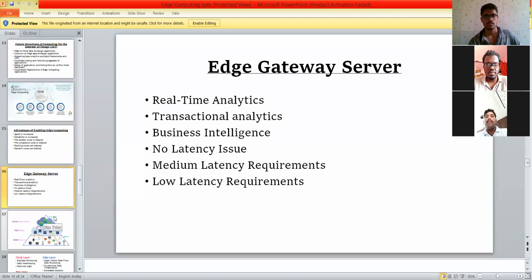Edge gateway server is real-time analytics, transactional analytics, business intelligence, no latency issue, medium latency requirements, low latency requirements. So based on edge gateway server, we see that these are all.